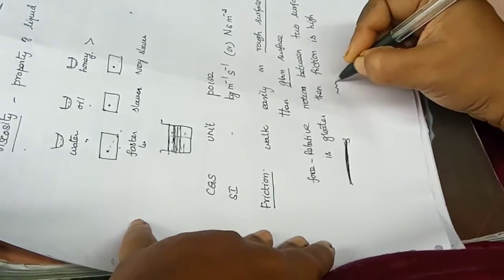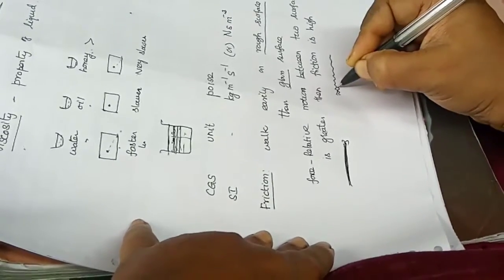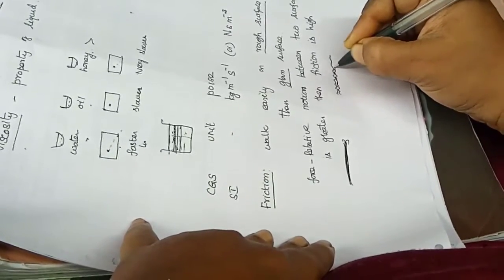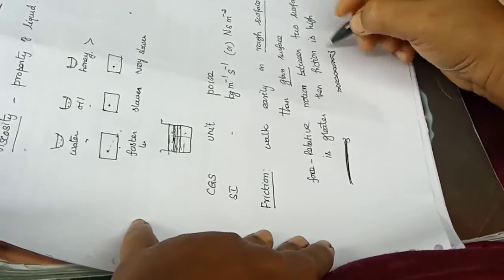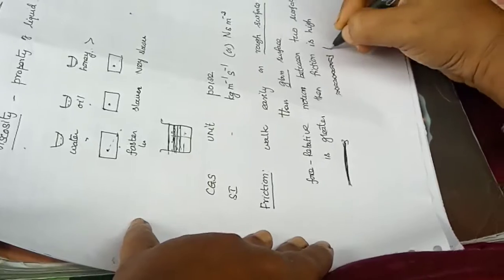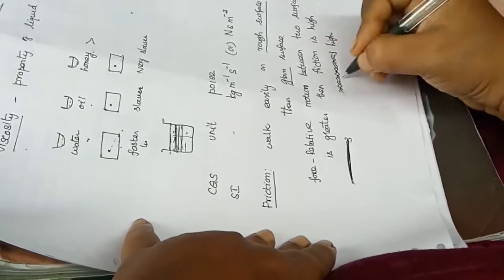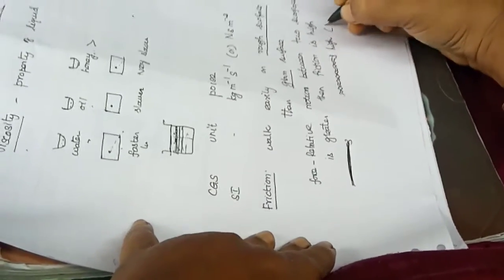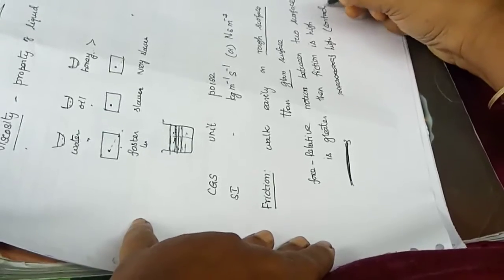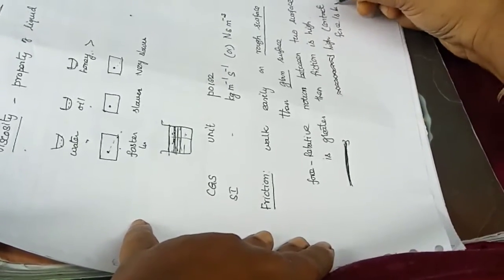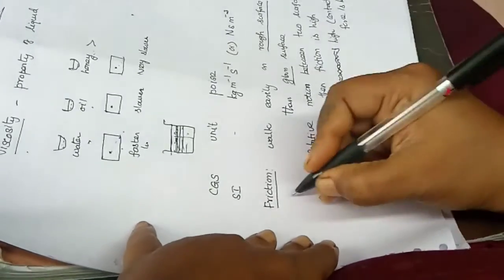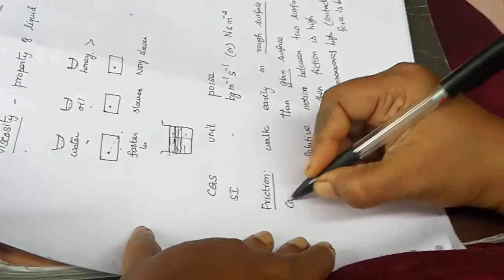But when any two rough surfaces are in contact, they exactly coincide with the surface. That's why friction is high in this case. This contact force is high. So friction is one of the contact forces.